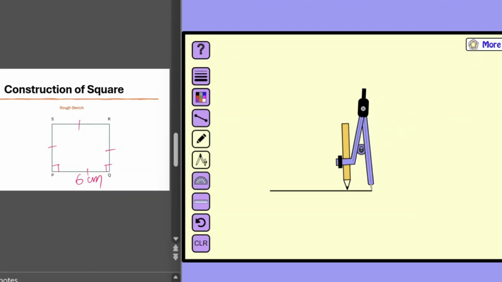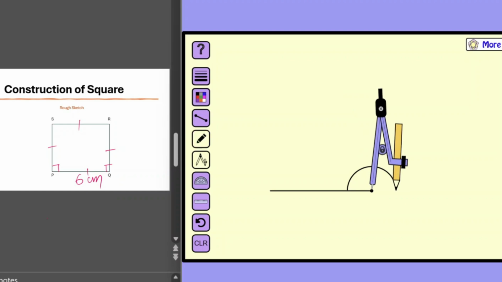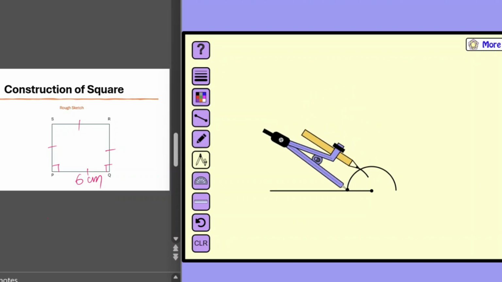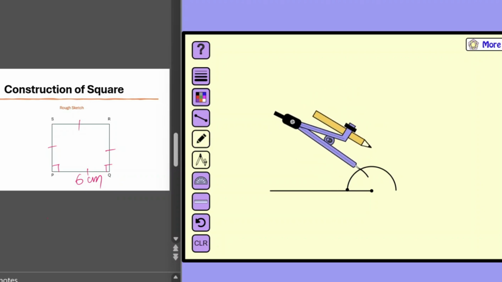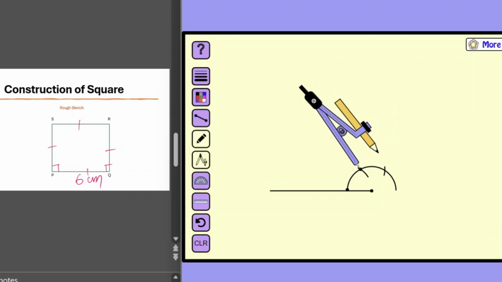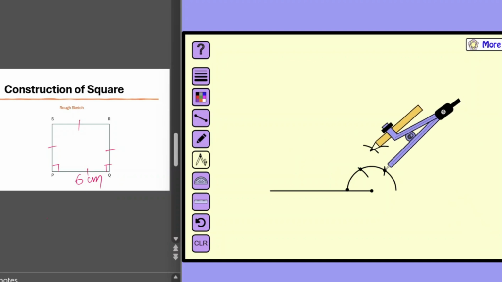I have kept my compass at point Q, and I believe you all can draw a 90-degree angle. This is 60 degree. From 60 you can make 120 degree. Between 120 degree and 60 there lies 90 degree. This is 90 degree.